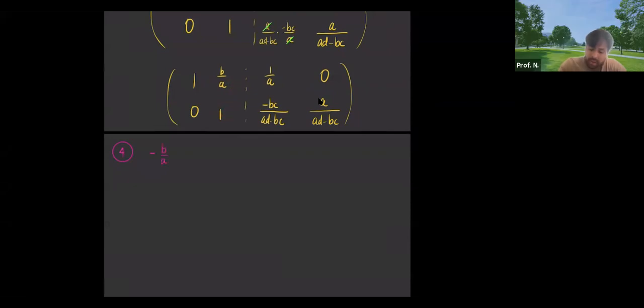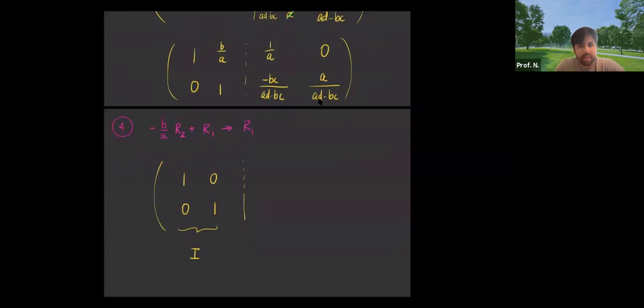So negative B over A, if I multiply that to row 2, and then I add it to row 1 and make that my new row, what should happen? When I multiply this 1 by negative B over A, and I add it to B over A, I get 0, wouldn't I? So I completed that task. I completed the task of making the left side of that part of the matrix into the identity. So I'm done. At this stage, I'm done. But now I have to look at the algebra on the right side. So this is when you have to be a little bit more careful.